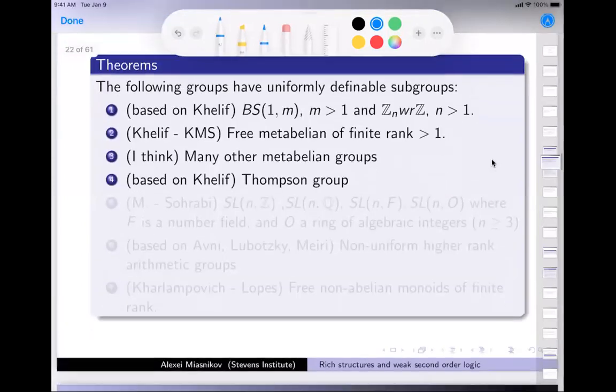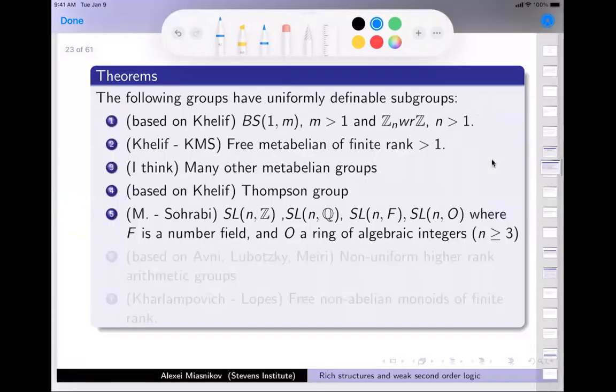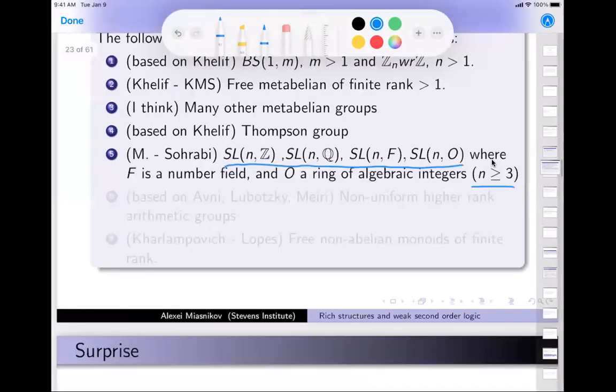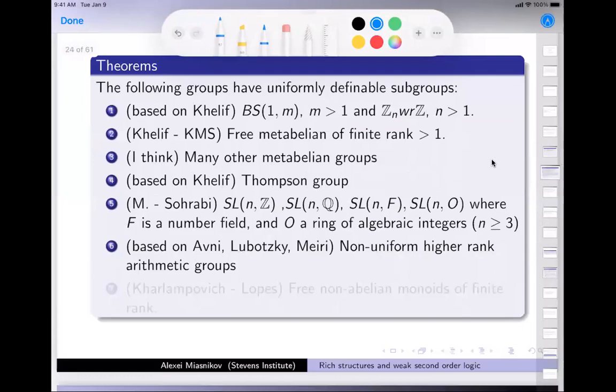Kharlampovich showed that Thompson group, he didn't prove that it is uniformly definable. What he showed is that it is interpretable with Z, and I will explain that implies uniform definability of subgroups. Then with Mahmoud Sahrabi, we showed that if you take SLn over many rings, I just mentioned a few here: Z, Q, or number fields, or ring of algebraic integers. If the size of the matrix is more than 2, then its subgroups are uniformly definable. And Abert, Lubotzky, Mirzakhani showed that non-uniform higher rank arithmetic groups are like that.